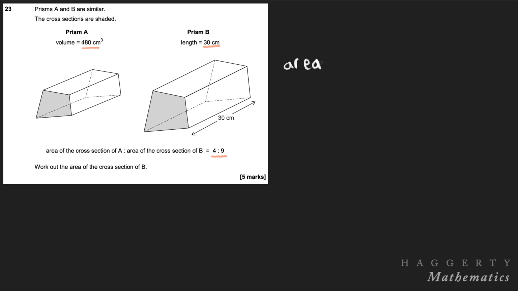Let me just write that down over here. That's going to be really important for this question. So the ratio by area is 4 to 9. And that's the ratio of A to B.